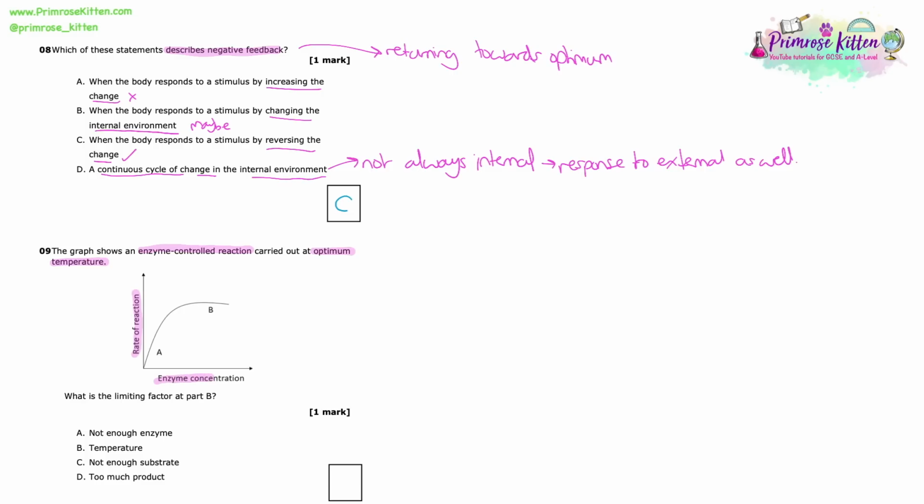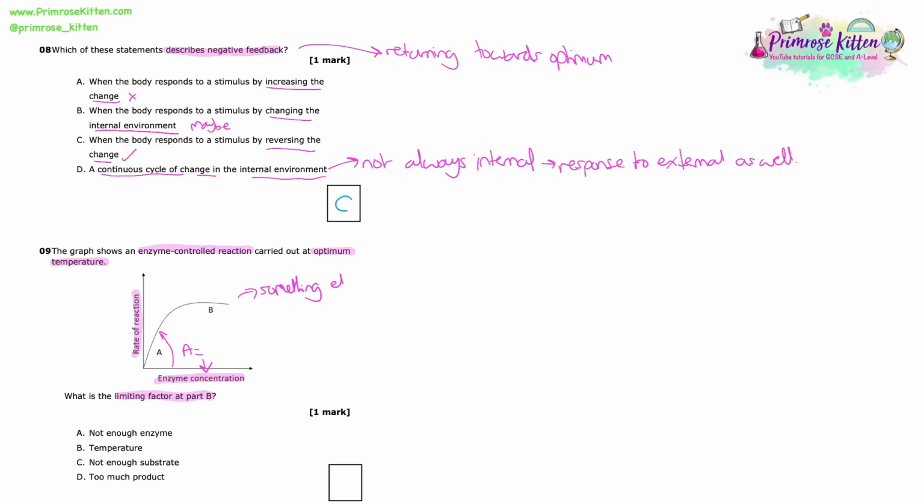So we've got rate of reaction on the Y and enzyme concentration on the X-axis. And it's asking us what is the limiting factor at part B. So hopefully we've seen graphs like this before. It doesn't really matter what the reaction is. These graphs will always look the same, really. So we need to think about what's happening at A versus what's happening at B. So at A, the limiting factor is the enzyme concentration, because as enzyme concentration is increasing, the rate of reaction is increasing. That means at B, it must be something else.